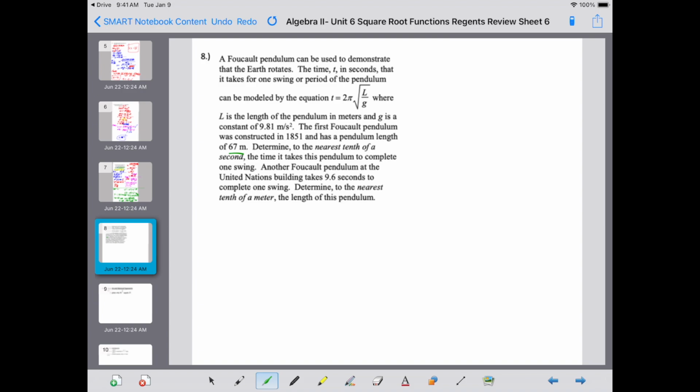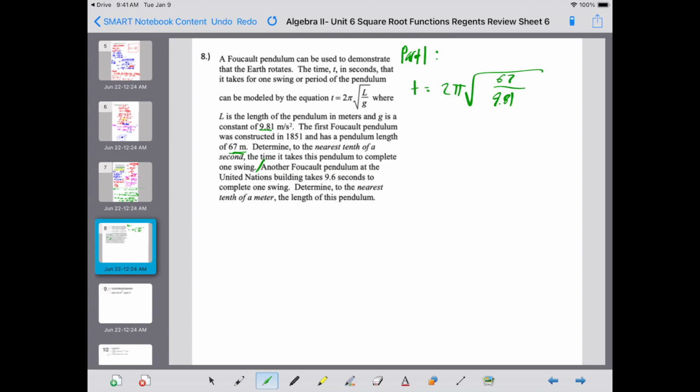Determine to the nearest tenth of a second the time it takes this pendulum to complete one swing. So that's the first question. So we're looking for the time it takes. So t equals 2 pi. The length of that pendulum was 67 meters. L is in meters, so we're good. We could just put 67. The g is a constant. It's 9.81. All you have to do is put that in your calculator.